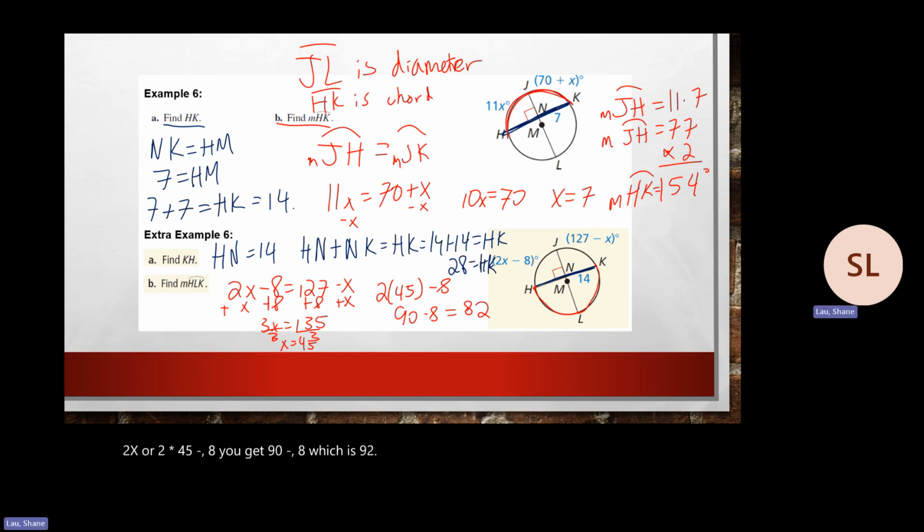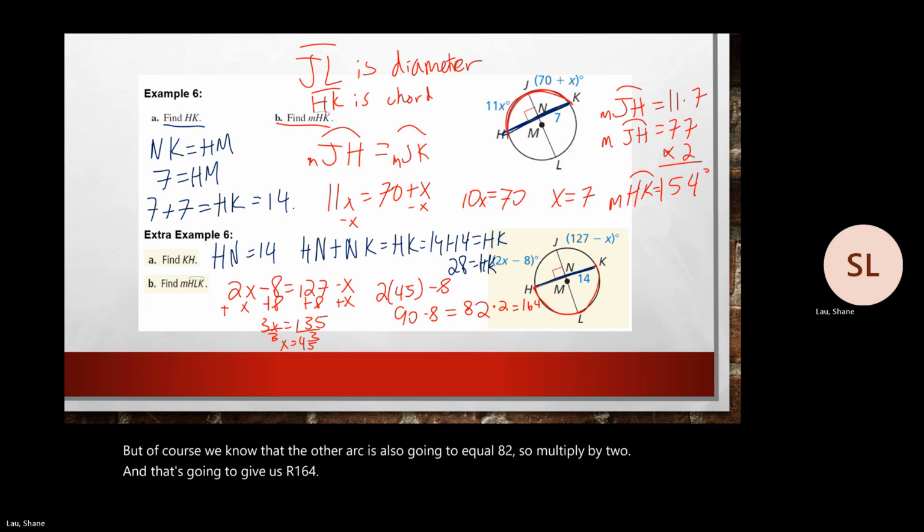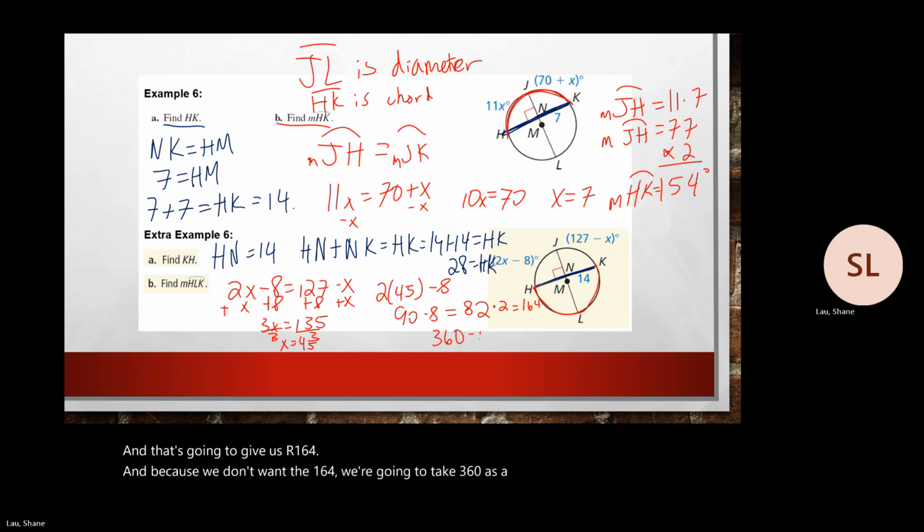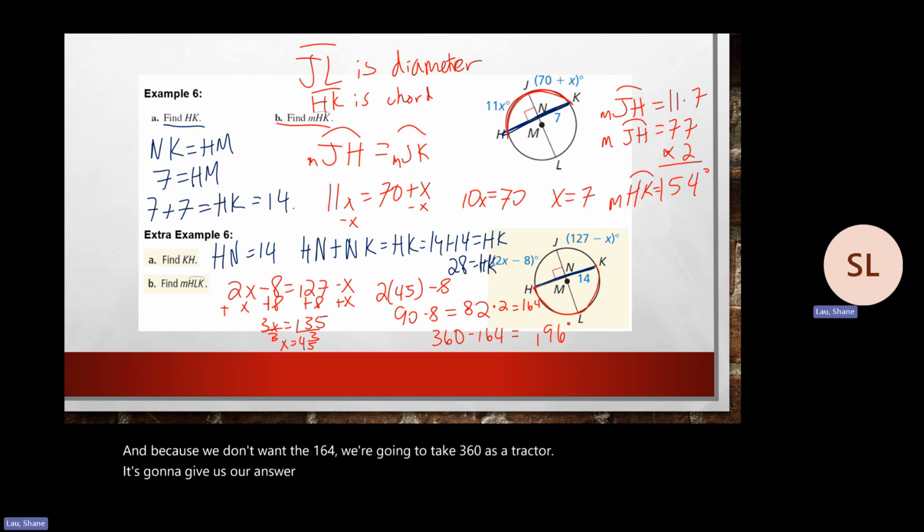But of course, we know the other arc is also going to equal 82, so multiply by 2. And that's going to give us 164. And because we don't want the 164, we're going to take 360 and subtract from it. That's going to give us our answer of 196 degrees for the measure of HLK, this major arc. Pretty simple here. Pretty good.